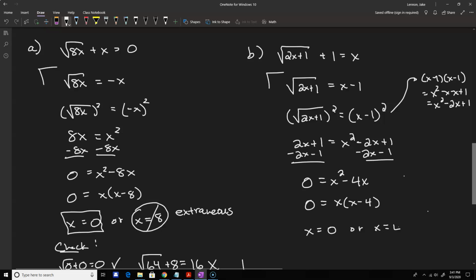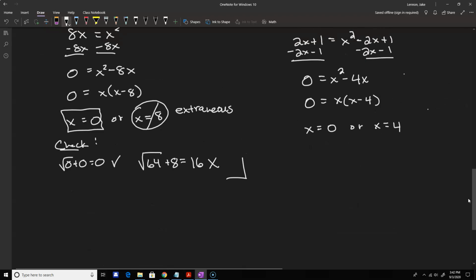And again, we want to check them. So on the one hand, if you plug in 0, you'll get the square root of 1 plus 1, which does not equal 0. So let's just check both of them quickly in that original equation. So the check here, the square root of 2x is just going to be 0, so we get the square root of 1 plus 1, and the value of x is 0, so that does not equal 0. So that does not check.